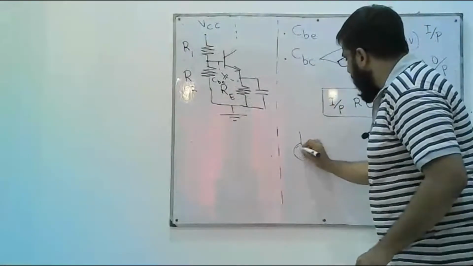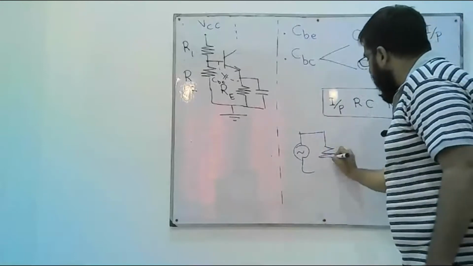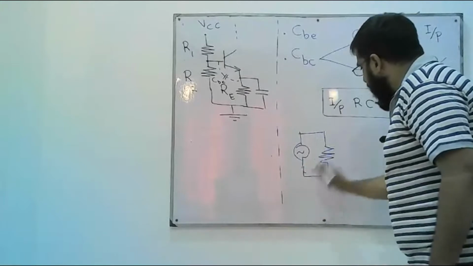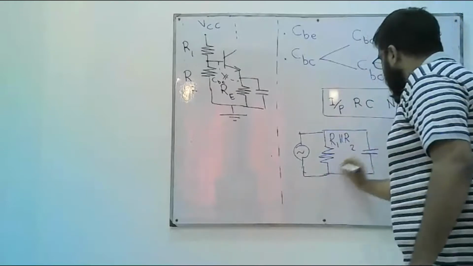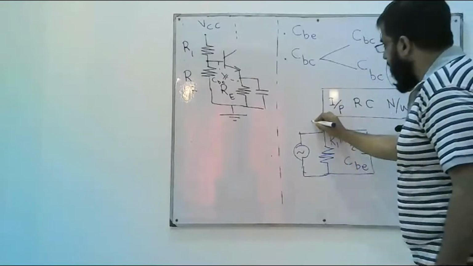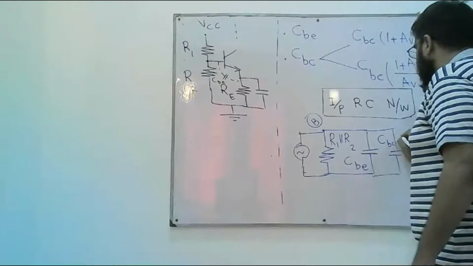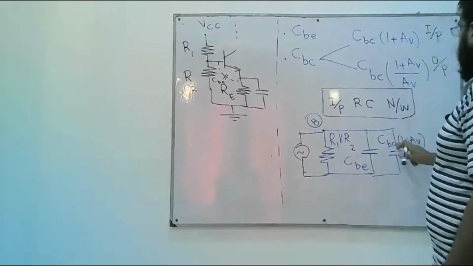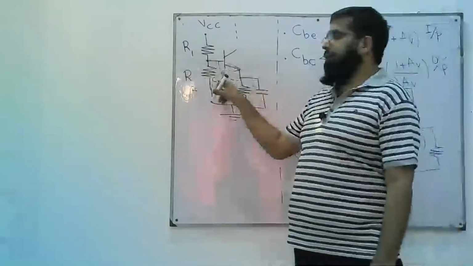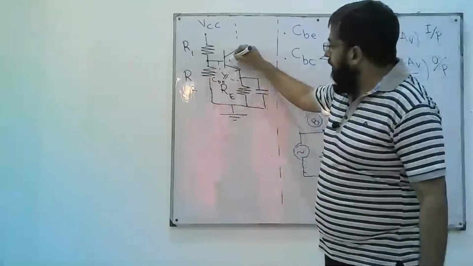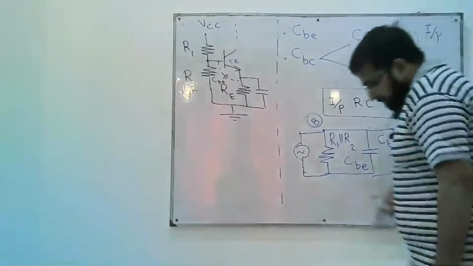We have this source and this parallel combination of R1 and R2, and we have the CBE from the base terminal, and another capacitor that is CBC times 1 plus AV, the part of CBC on the input side, and one other resistor that we see by looking into the base terminal, that is beta times small re. So this is what is seen at the input.